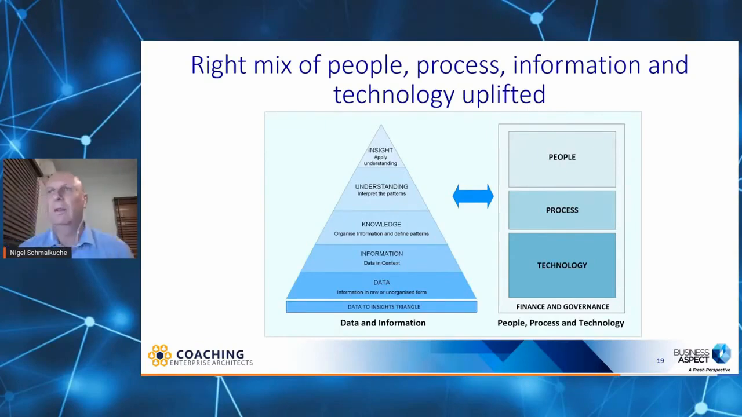So I've put together that triangle in the book to explain that, and there are quite a lot of different ways of looking at it. The traditional authors called it data, information, knowledge, wisdom, but we've gone away a little bit from the wisdom side of things, and we're generally calling it insights these days. And you say you have the data and information area that needs to be uplifted. You also have the people, the process, and the technology, and you have the finance and governance that surrounds that.